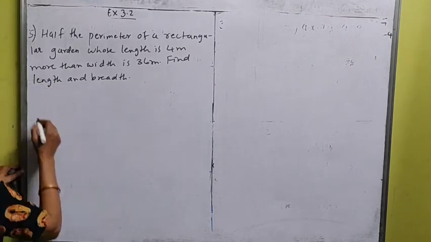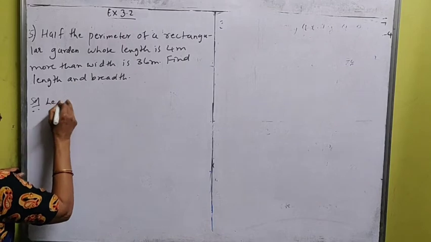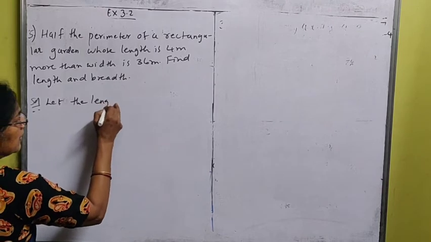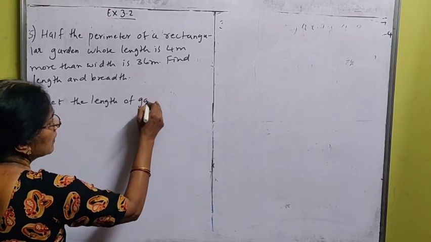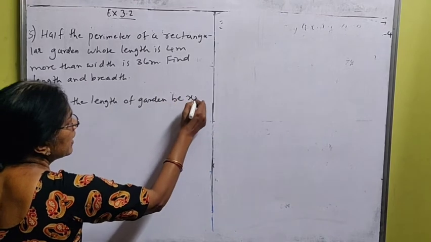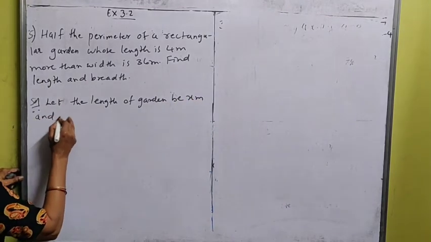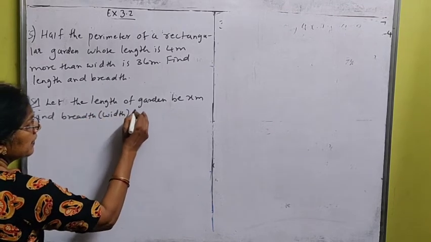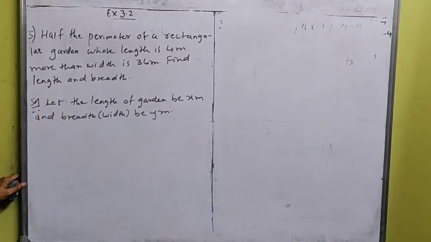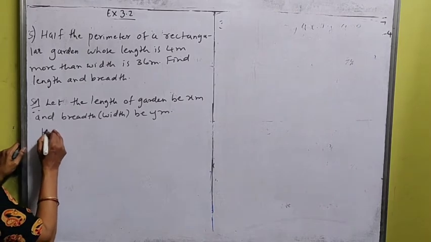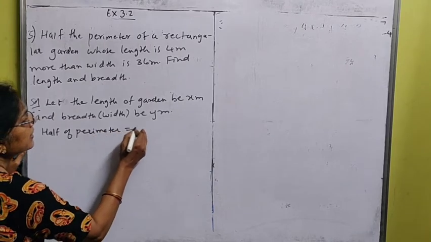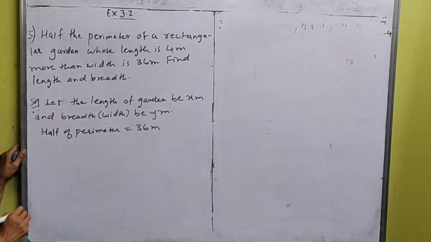So let us suppose. So how will you do the solution? Let the length of garden be x meter and breadth, which is also called width, be y meter. So what did we suppose? Length is x meter and width is y meter. So half of perimeter, how much is given? 36 meter.